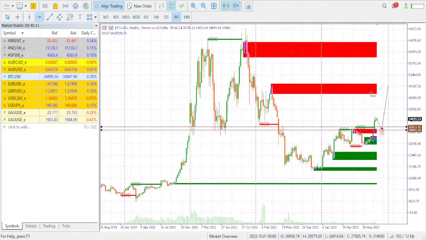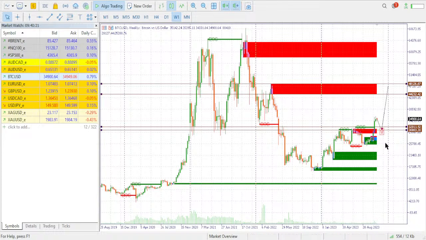So technically speaking, you should be looking for buy positions if the price goes and touches this level. If it does not break below it, then pick a buy order at least up to this zone here. If this is broken, the next target is this one. So basically speaking, we are buyers.